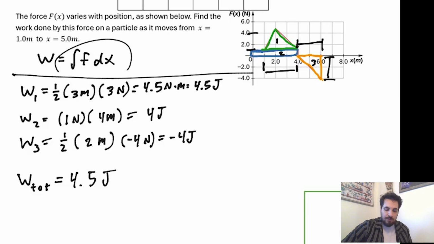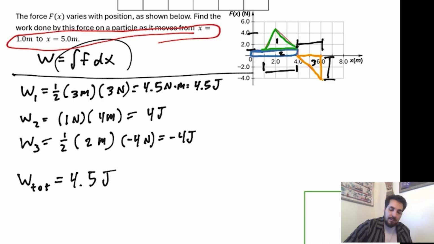We look at this and we say, okay, well, we have the work done from 0 to 6 meters. But hold on, because I wasn't careful. And I hope some of you are screaming at your screens because there's an important thing I missed here. Oh no, it's not asking for the work done from 0 to 6 meters.